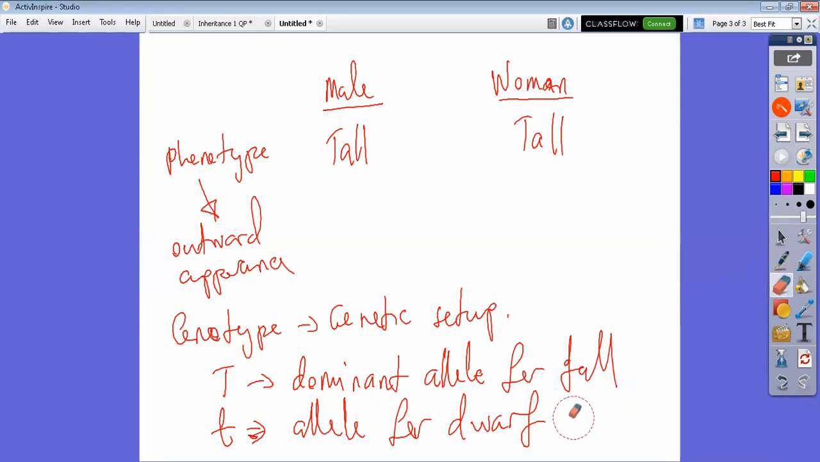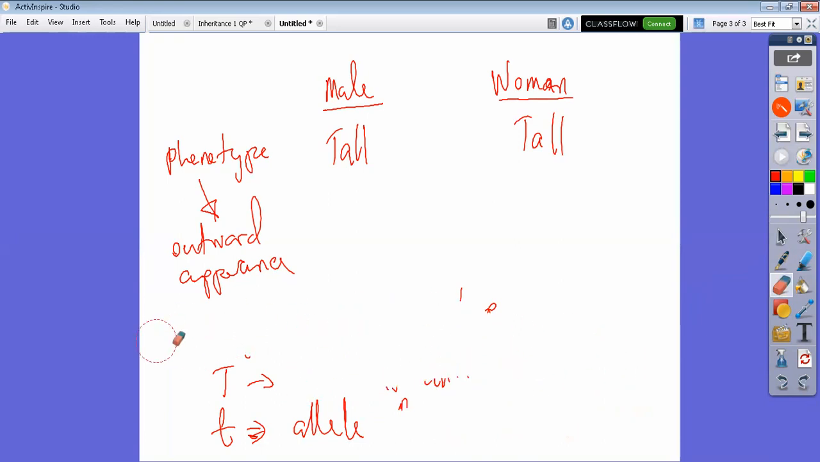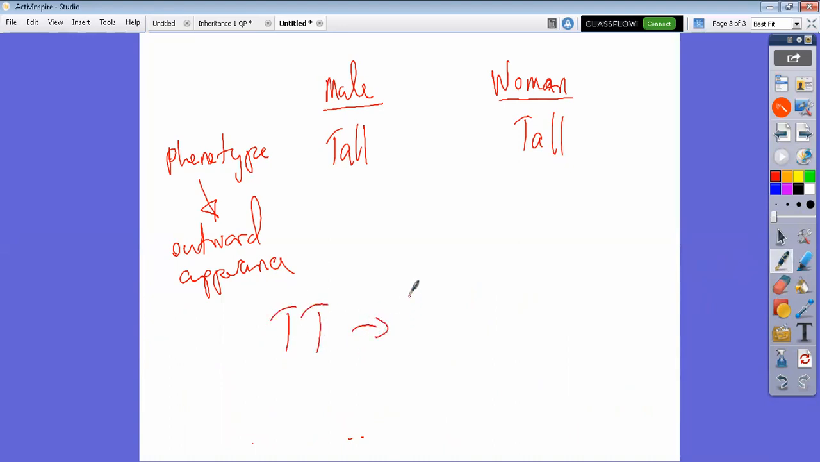So if I write capital letter T and capital letter T, according to that, this is homozygous. Homo means the same. So this is homo because they are the same alleles. So this is homozygous tall. Are we together? Then if I have a capital T and a small letter t, what is this? Is this person tall or not tall?